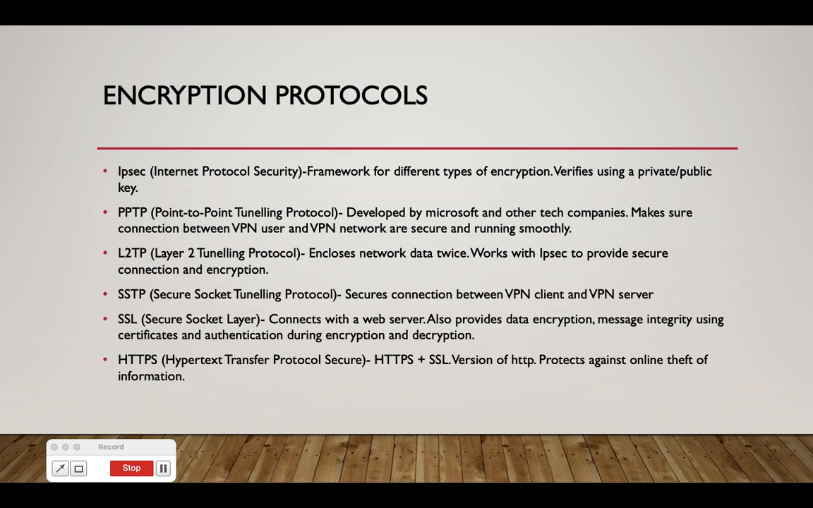Next, we have the Layer 2 Tunneling Protocol. It encloses network data twice, and it works with the Internet Protocol Security to provide secure connection and encryption. Next, we have the Secure Socket Tunneling Protocol. It secures the connection between the VPN client and the VPN server. Next, we have the Secure Socket Layer, and it connects with the web server, and it also provides data encryption, message integrity using certificates, and authentication during encryption and decryption.